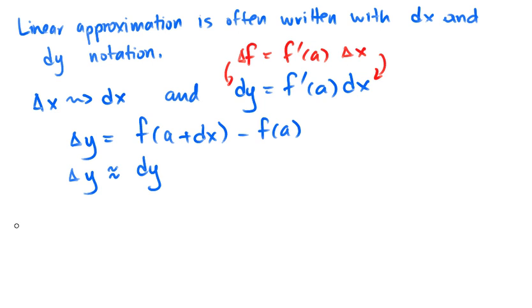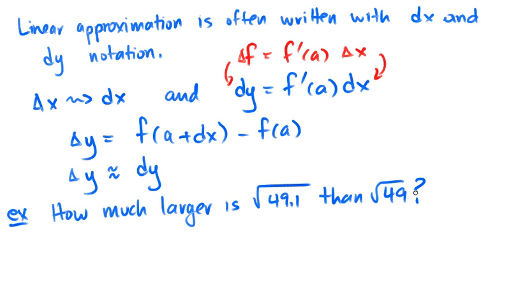And we can use that to do an example as well. So how much larger is the square root of 49.1 than the square root of 49? And of course, we could just grab a calculator, calculate these two out, and get an exact, or pretty close to an exact answer. But linear approximation takes this and uses functions to approximate those differences. And so let's do that.